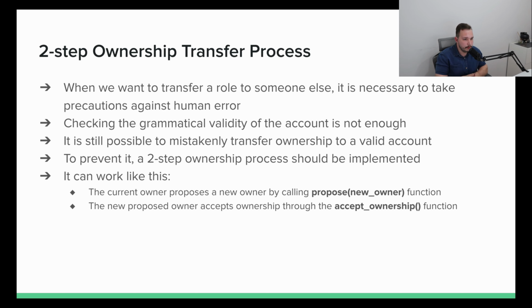So that's why we should implement a two-step ownership process, and it can work simply as: the owner proposes a new owner via a propose function, and the new owner goes and then just accepts ownership. So it's super easy, and it decreases the possibility of human error to a minimum.